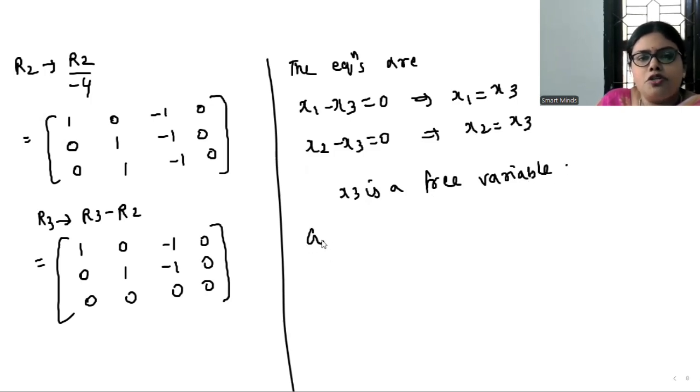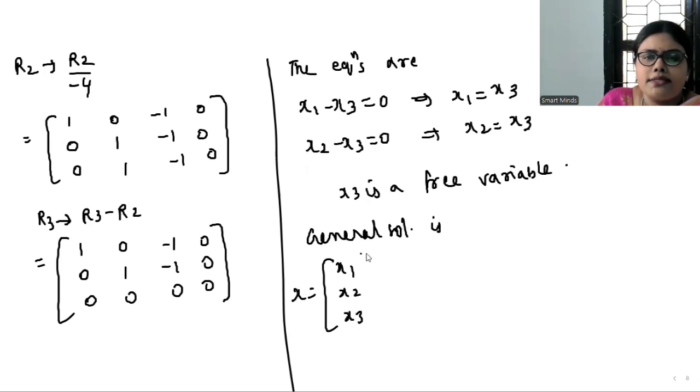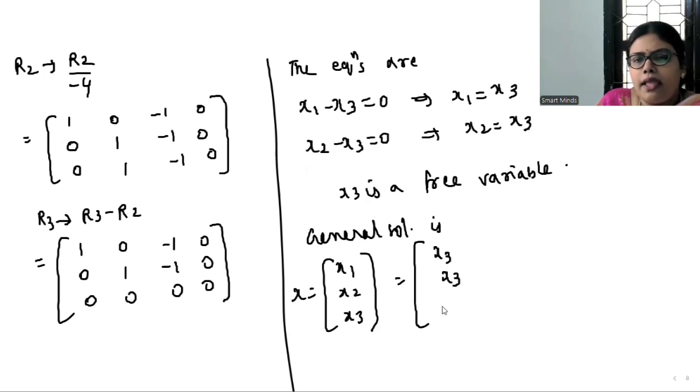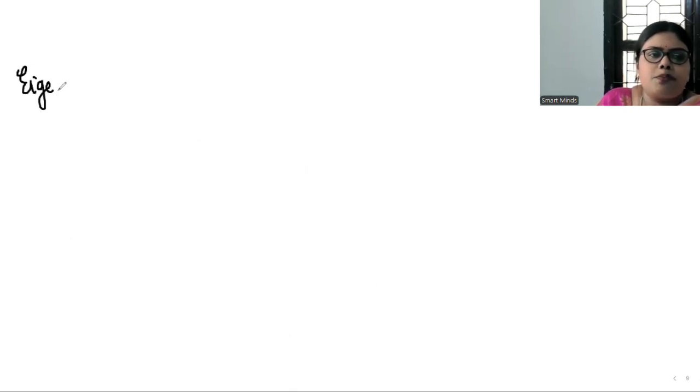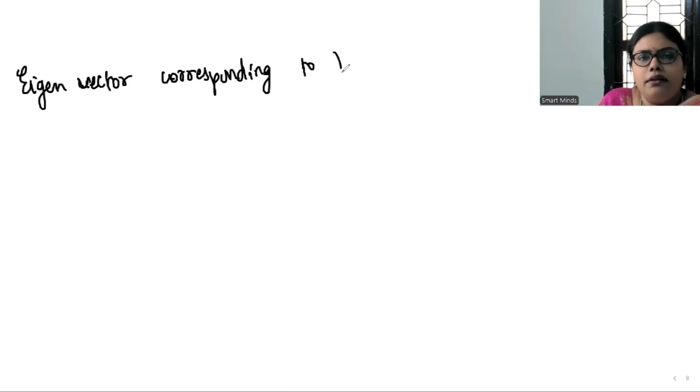Now what is the general solution? How can we write the general solution? x is equal to [x1, x2, x3]. Now x1 is equal to x3, right? So we will write [x3, x3, x3]. If you take x3 common, you will get [1, 1, 1] into x3. So what is the eigenvector? The eigenvector corresponding to lambda is equal to 9 is [1, 1, 1]. Got it?